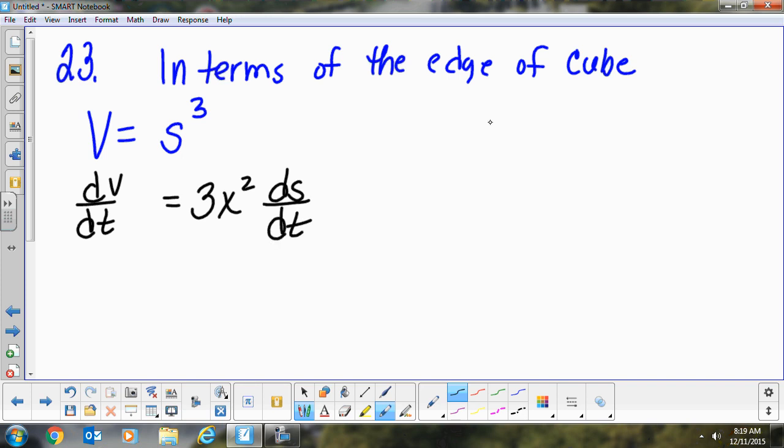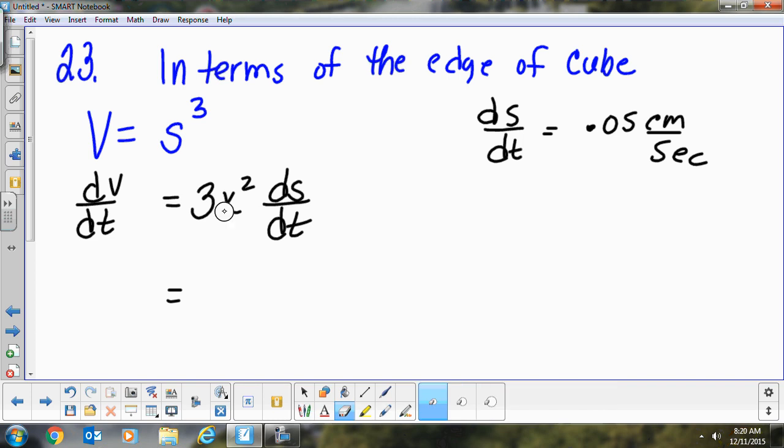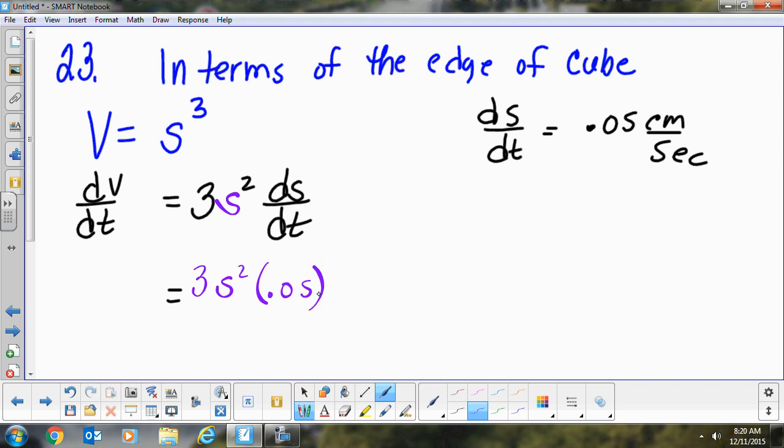So they said that the edge of the cube, which would be ds over dt, is changing at a rate of 0.05 centimeters per second. Now, how do we get the rate of change in volume from here? Ashrita? Oh, I used x. Ashrita, what do I do from here? So we got 3s squared times 0.05. And when you multiply that, what do you get, Catherine?